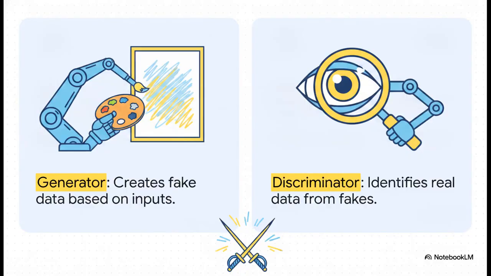The mechanics of that battle are so cool. On one side, you have the generator. Its whole job is to constantly create fake output, like an artificially generated face. Then, on the other side, you have the discriminator, which acts as a detective, trying to spot the fakes by comparing them to real-world data. As they compete, the generator gets unbelievably good at creating realistic data, which pushes both networks to become incredibly sophisticated.